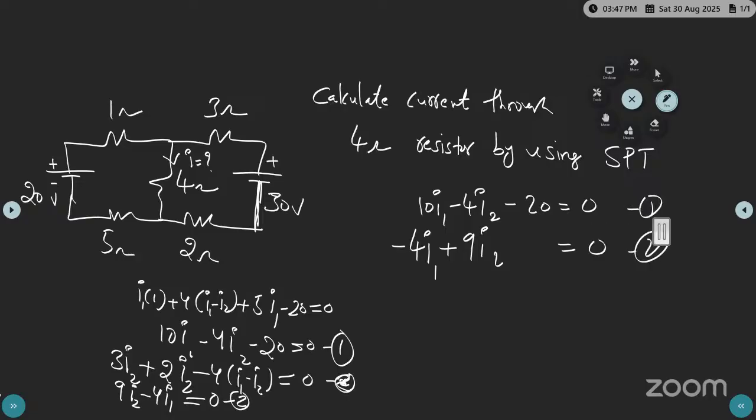For mesh analysis, you have to solve. Because of the superposition theorem, it will take more time. Why? Because step 1 you have to calculate, step 2 you have to calculate. So it takes more time. In order to avoid that, if you have a scientific calculator, I will tell how you can enter it.